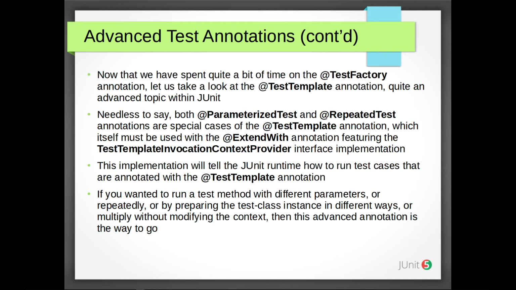This implementation will tell the JUnit runtime how to run test cases that are annotated with the @TestTemplate annotation again. So if you wanted to run a test method with different parameters, or repeatedly, or by preparing the test class instance in different ways, or multiply without modifying the context, then this advanced annotation is the way to go. And we will see more of this advanced annotation in our lab, because it is hard to explain, but fairly easy to see in action.